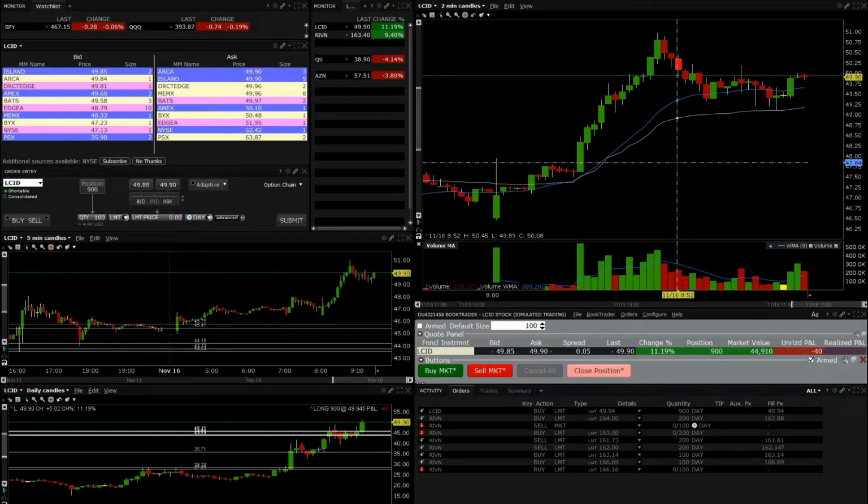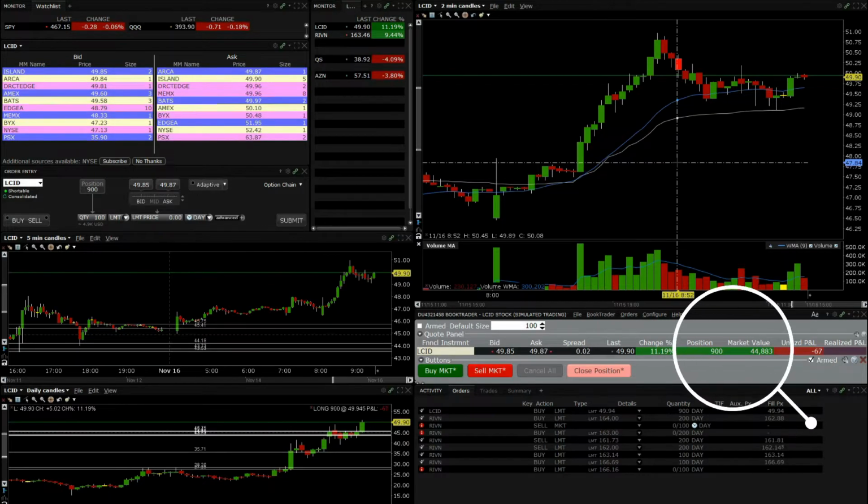But at the same level, the stock already touched the 50 level and couldn't break through, and now it's trying to do this for the second time. So it might form a double top pattern and just go down from here. Okay, so I open a 900 shares position and wait for it to move up.